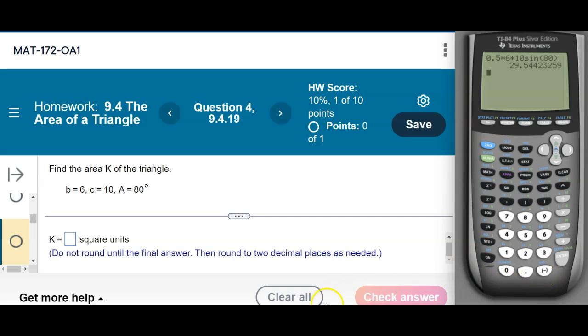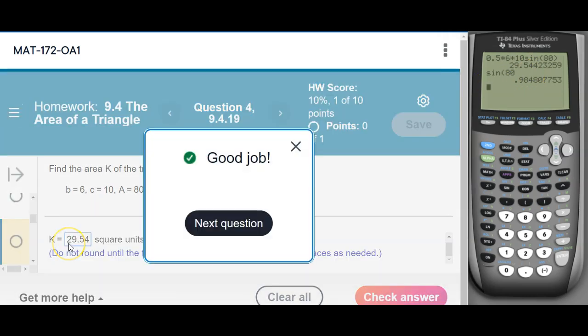It says right here, don't round until the final answer. What that means is don't put in the sine of 80 as this number, then round that to 0.98, then multiply by 10, and then round all that again. It's saying put it all in, get a value, and round that just one time. All right, 29.54 to 2 decimal places.